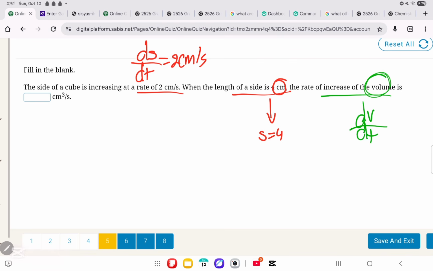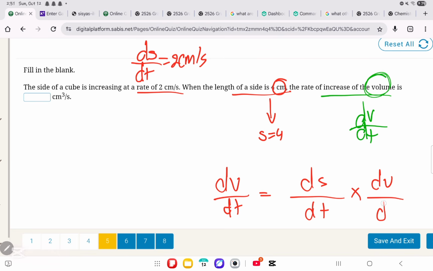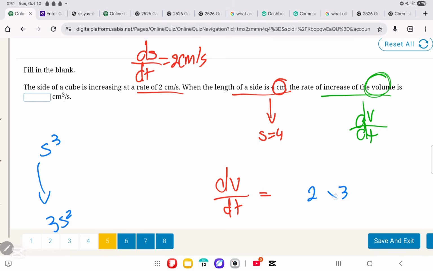What's the equation we know? We know that dv over dt is equal to ds over dt times dv over ds. How do we find it? We have ds over dt first of all, which is 2. dv over ds is the derivative of the volume of a cube, which is side to the power of 3. You take the derivative of it, which is 3 side squared. So you substitute this by 3 side squared.